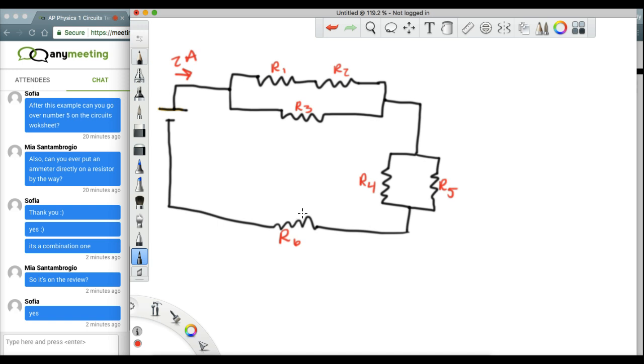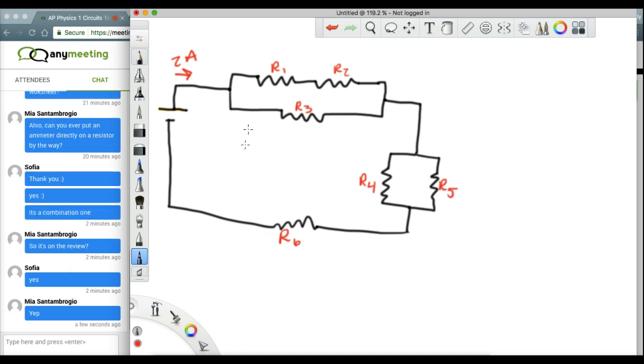So you won't have anything that complicated in the main part of the test like this, but there is going to be a bonus circuit that would be a more complicated one like this. So do you guys still want me to go over this one? Yes, okay, I thought so. I'm going to just fill in what we know here. I know that, say, the current in R3 is 1.5 amps.